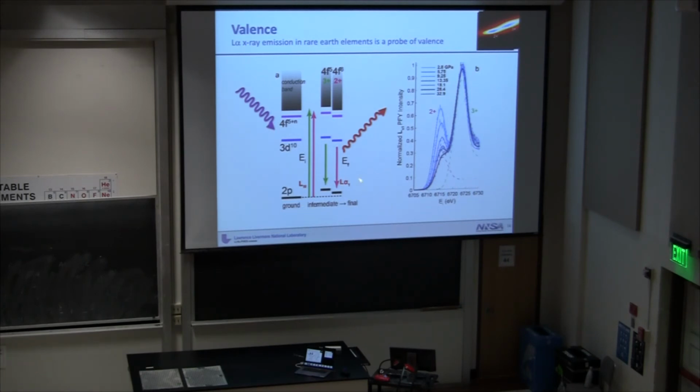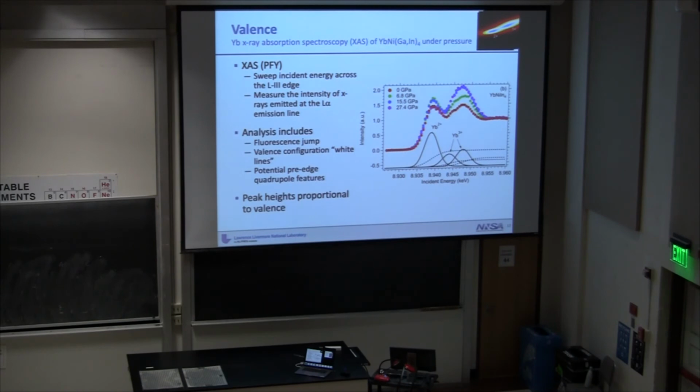What you see on a spectrometer is something that looks like this, where you have a 3 plus peak over here, and a 2 plus peak over here. In this case, this is samarium hexaboride under pressure. So that's one of the old dogs that has new tricks.